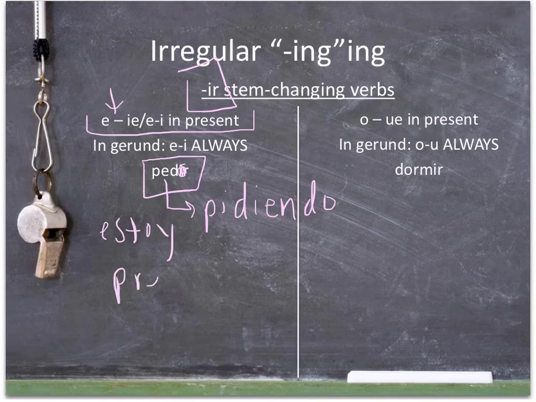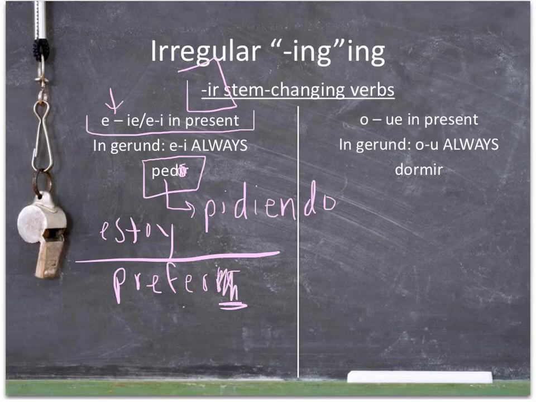If I look at preferir, this is a good example to also do because I want to make sure that you understand that even if it's E to IE, this is an E to IE verb. So prefiero, prefieres, prefiere. Even if it's E to IE, it's going to stem change E to I in the gerund as long as it ends in IR. If it doesn't end in IR, you don't have to worry about it. Now, if I drop my IR, I end up with two E's to choose from, and you always choose the last one to stem change. And I'll end up with prefiriendo, estoy prefiriendo, I'm preferring this.